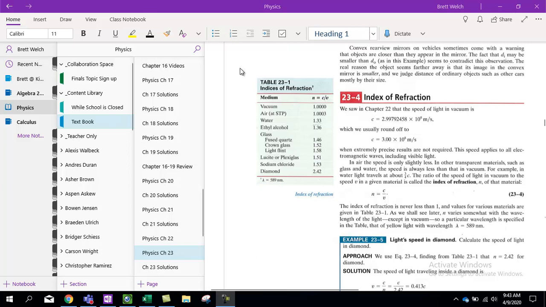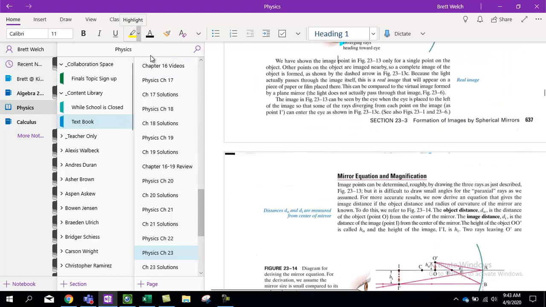Hey guys, this is 23.4 through 23.6. Some very cool things we're learning about light right now. First, obviously we know light travels as an electromagnetic wave and travels at theoretically the speed of light, which is roughly speaking right here.